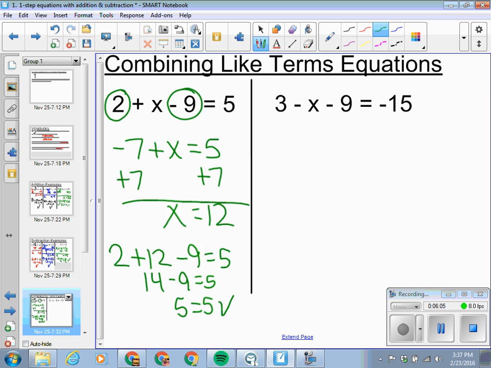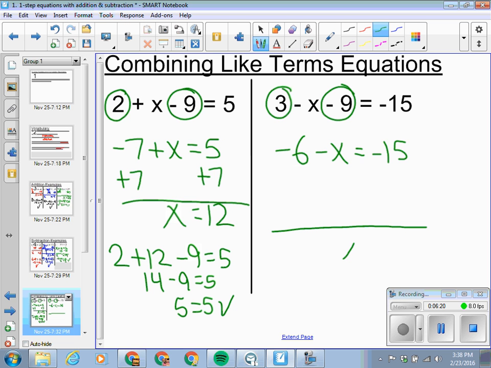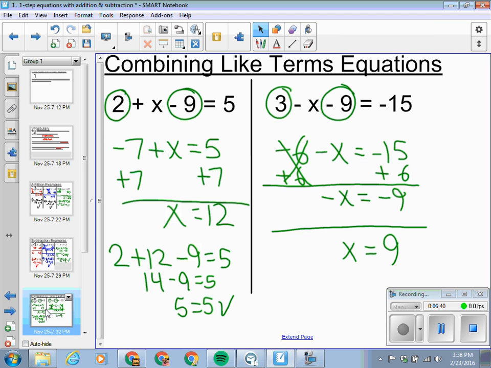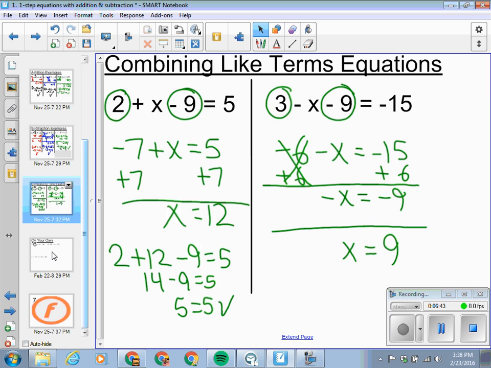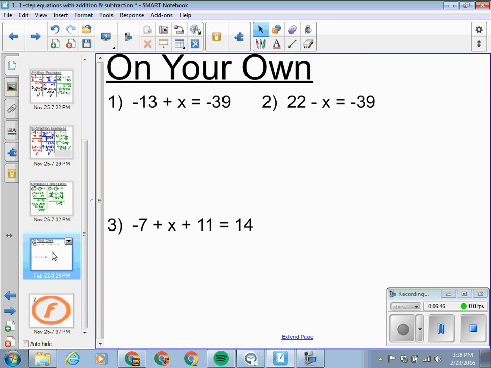Over here now, 3 minus x minus 9 equals negative 15. Combine our like terms. 3 and negative 9 gives us negative 6. Okay, we're going to get rid of that constant. We want to be left with x down here, so we're going to add 6 to both sides. That's gone. Negative x equals negative 9. So the negative x becomes positive x. Flip to the opposite. Negative 9 is positive 9. And we're going to trust that's correct and move on to a couple of on your own problems. So go ahead and pause the video here and try these on your own.